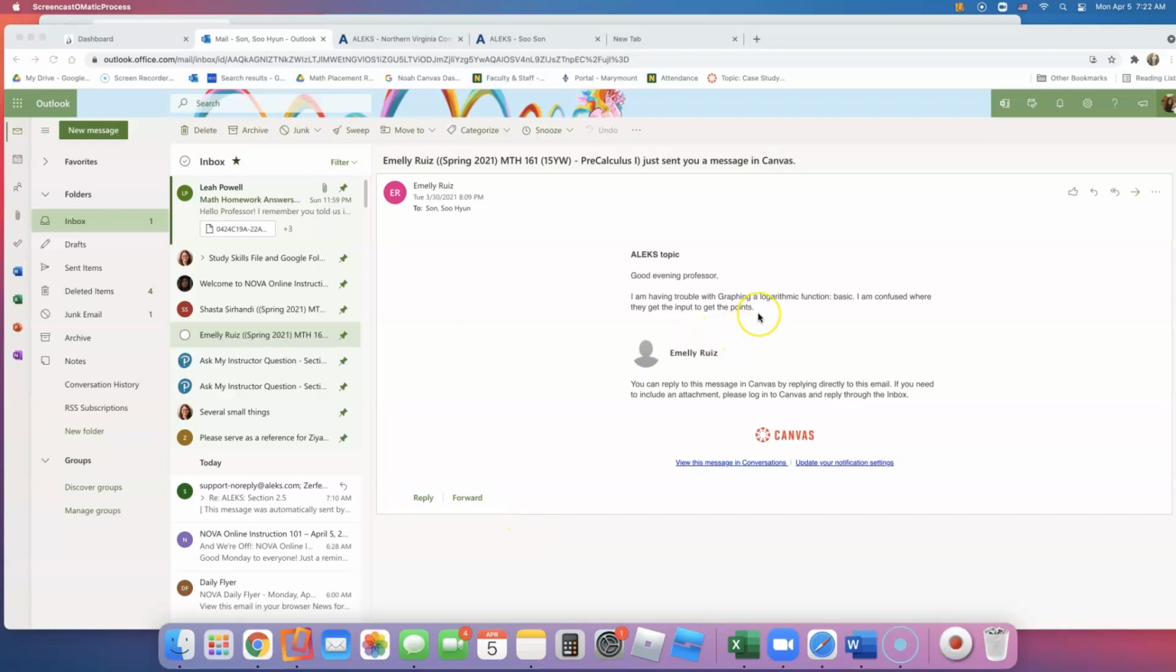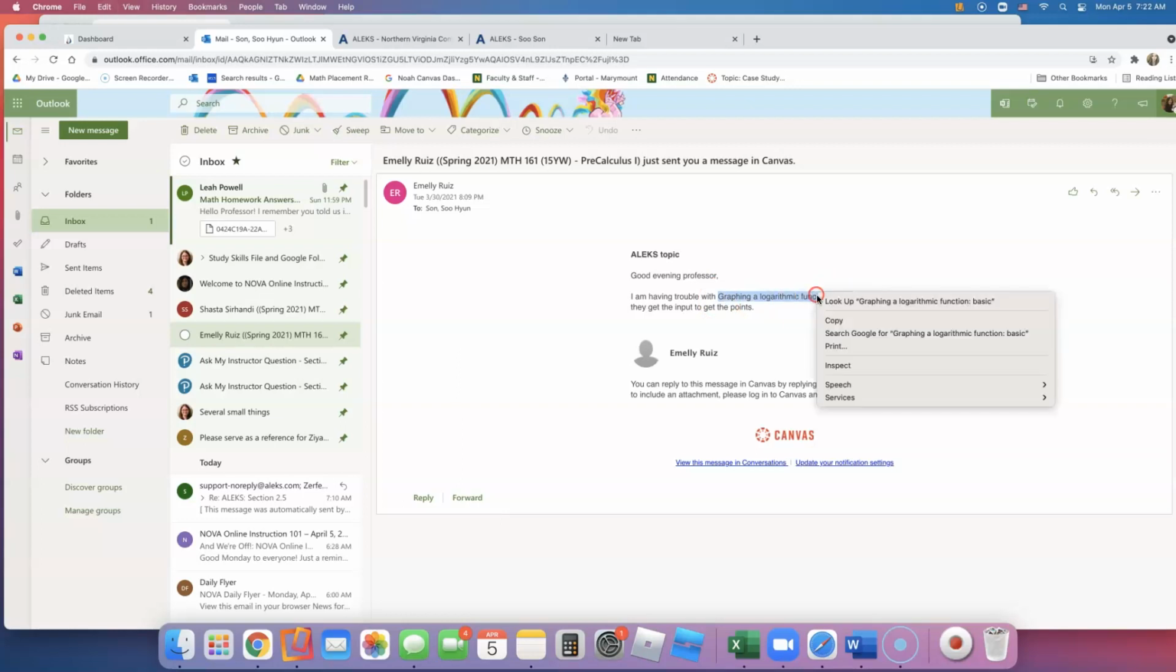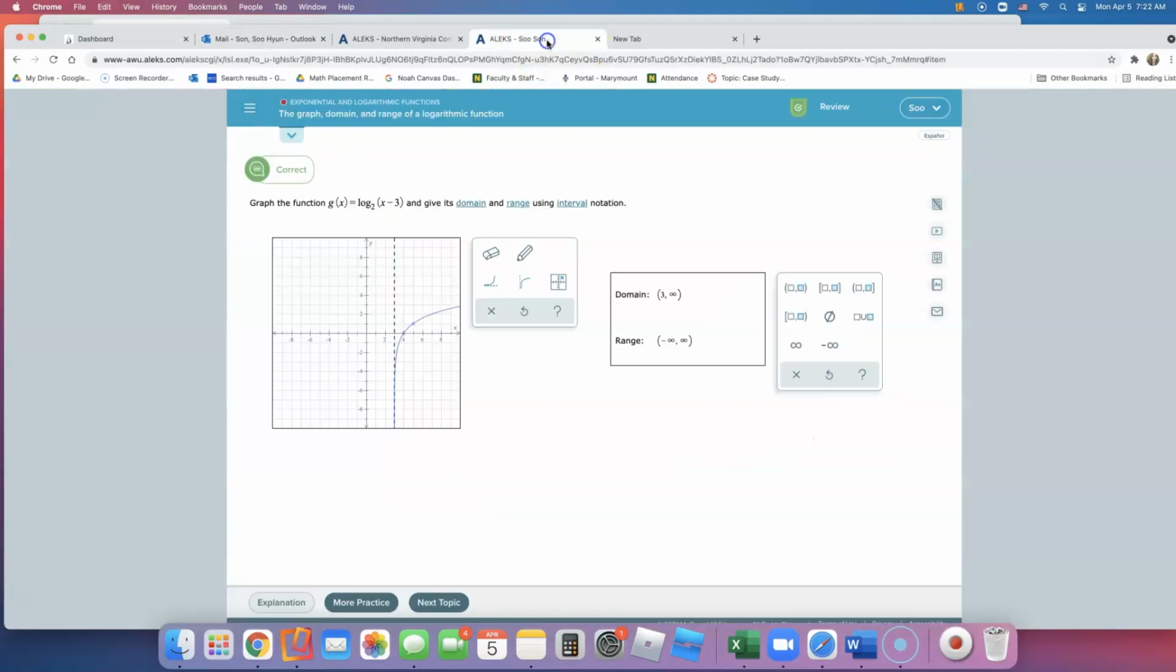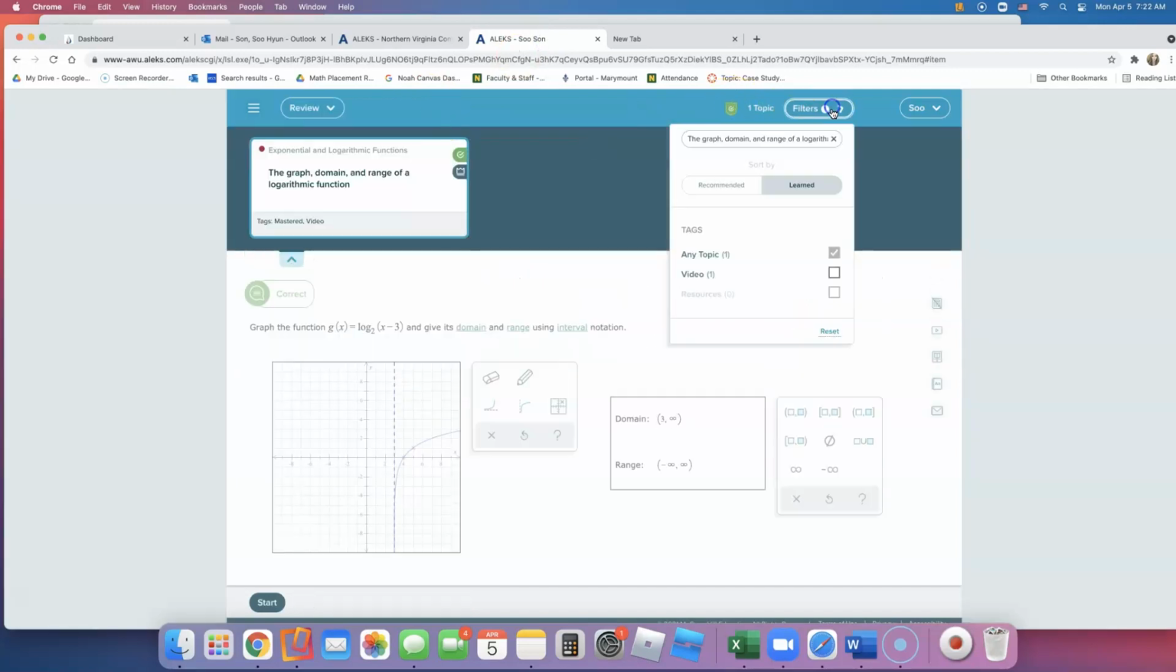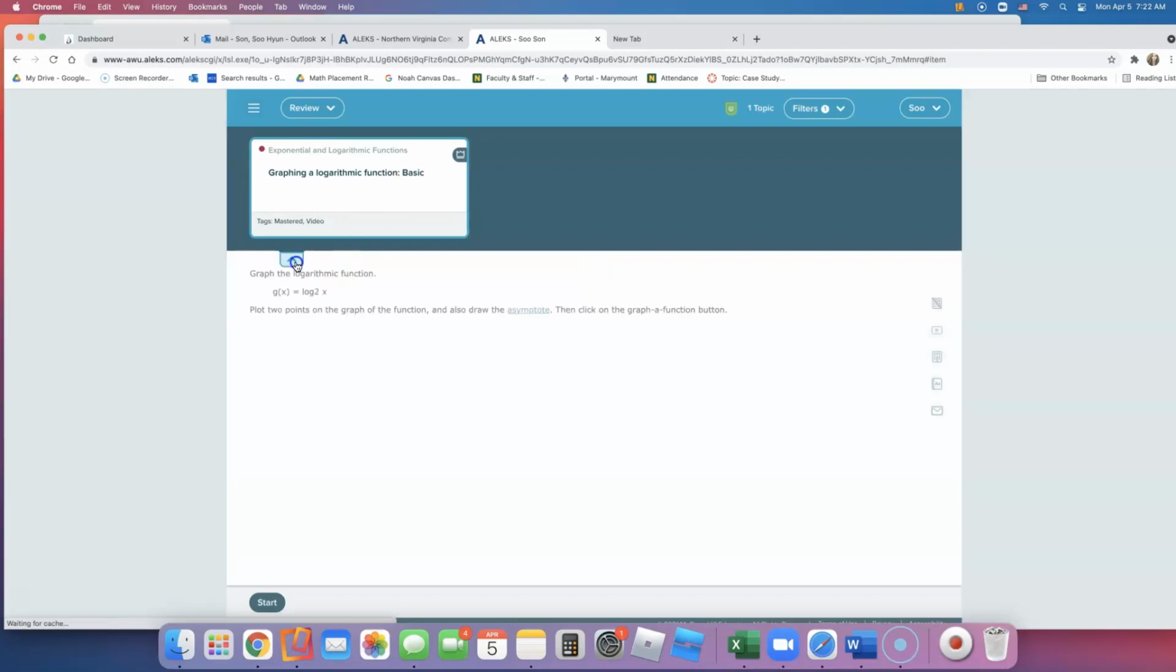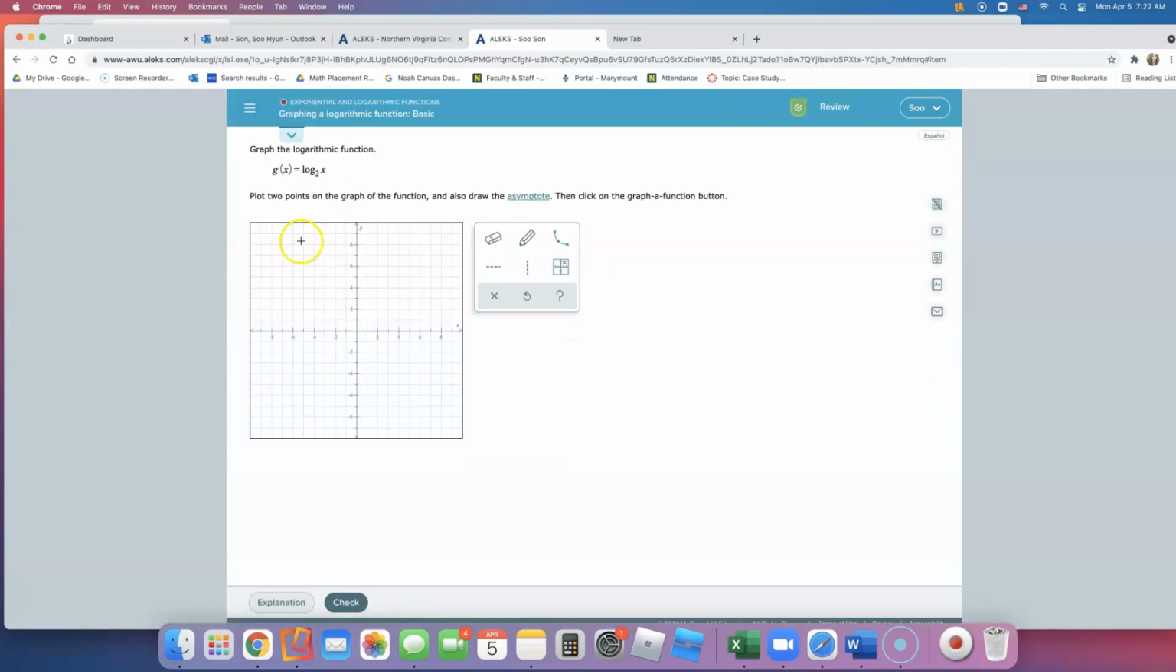Let's do another log graphing. This is called graphing a logarithmic function basic. I'm going to copy it, go over to ALEKS, find that topic, open it, and then we'll go over it together. So graph the logarithmic function. They say plot 2 points on the graph of the function and also draw an asymptote.